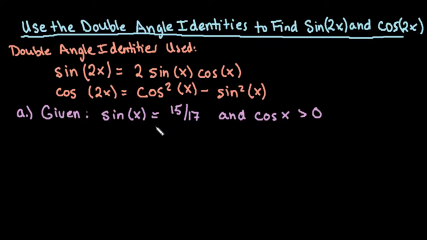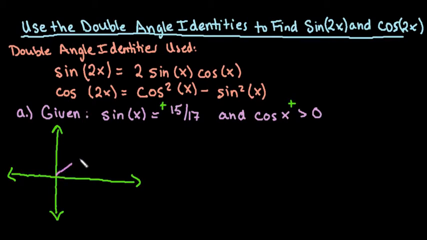We are given that sine of x is equal to 15 over 17 and that cosine x is a positive value. So what we want to do is draw out our coordinate plane just to help us visually see what's happening. Since sine is positive and cosine is also positive, that means that we are going to be working in quadrant 1. So in quadrant 1, I'm going to draw my right triangle so that I can find my value.